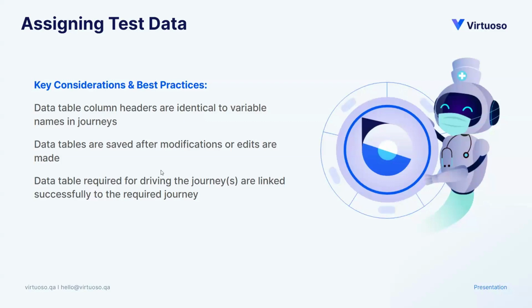And just to remind us again, some of the key things that we constantly drive home, best practices and some of the considerations you have to make when you're doing this. So again, column headers, we need to make sure that the way they're written in our table is identical to what we have within our journeys. We need to also make sure that each time we make changes or modifications to the tables, we save them.